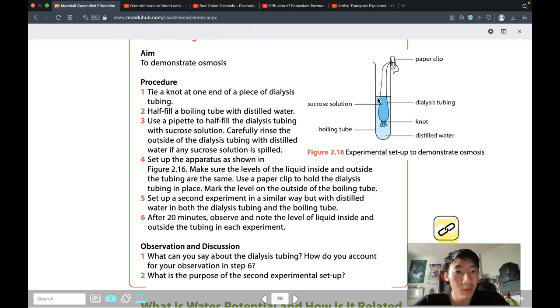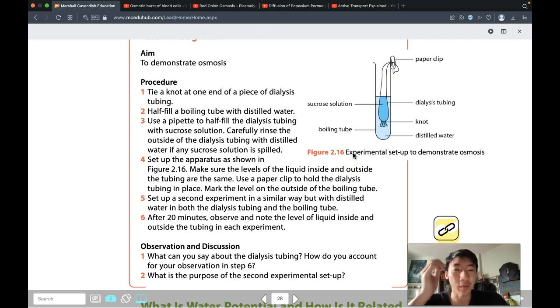What we should see is that there will be a net movement of water molecules into the Reskin tubing, and that will result in the increase of volume in the center line upwards and a decrease in volume for the water line over here. So it might drop a little bit and this part might increase a little bit. Okay, so this is the experiment that can show osmosis.